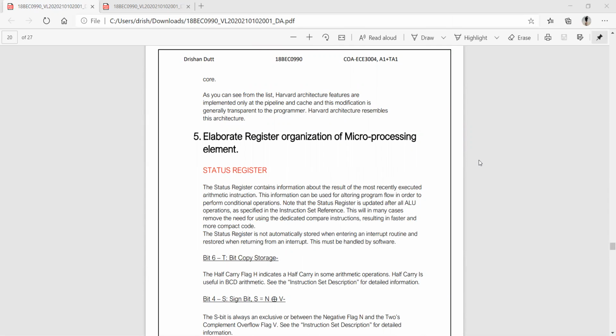First of all, we have the status register. The status register contains information about the result of the most recently executed arithmetic instruction. This information can be used for altering program flow in order to perform conditional operations. Note that the status register is updated after all ALU operations, as specified in the instruction set reference. This will in many cases remove the need for using dedicated compare instructions, resulting in faster and more compact code. The status register is not automatically stored when entering an interrupt routine and restored when returning from an interrupt. This must be handled by software.